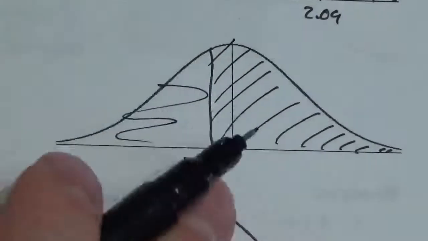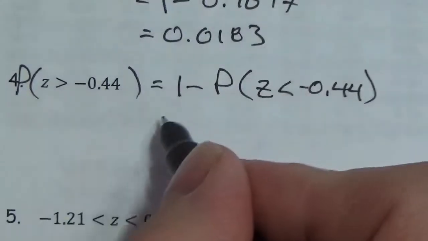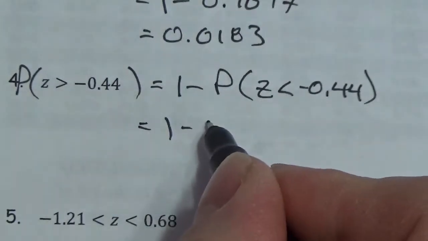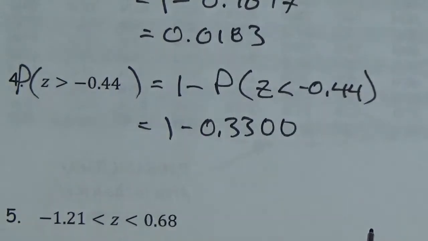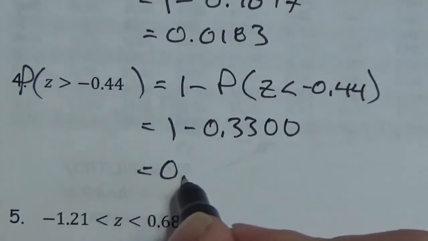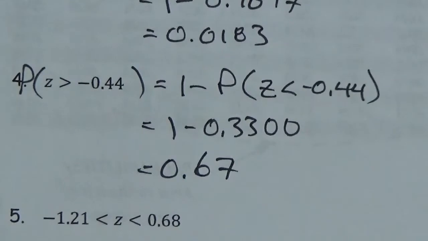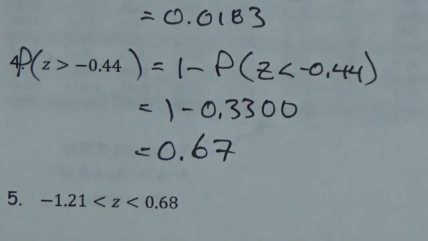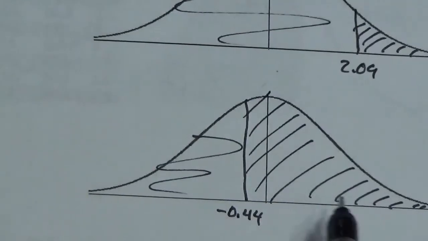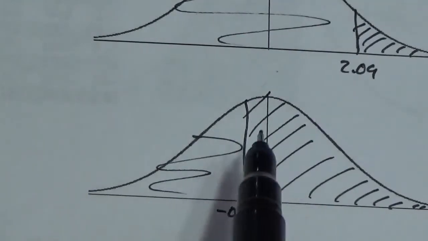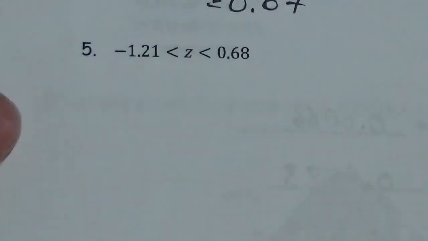Okay, so going back here, this is going to be 1 minus 0.3300. And you get 0.67 as the probability. And actually that makes sense because remember, we know that 50% of the data is above the mean, and this is just going to be a little bit more than that. So yeah, that's good. I'm happy with that result there. It makes sense.